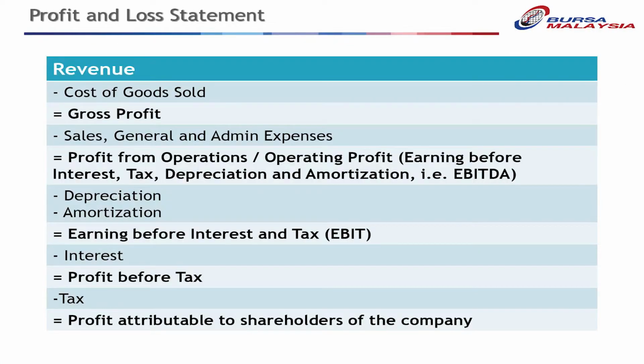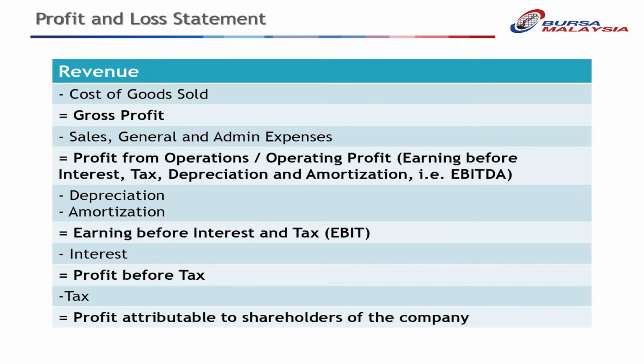So this is how a P&L statement will look like if they break it down in detail. Number one, you have the revenue, which is your sales, minus cost of goods sold, which equals gross profit. Revenue minus cost of goods sold, gross profit. Then minus sales, general and admin expenses.